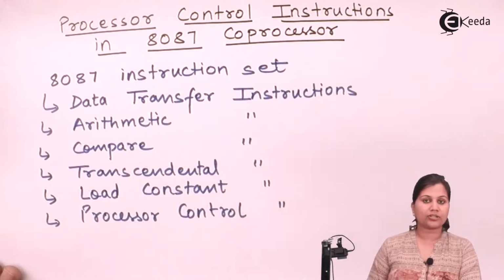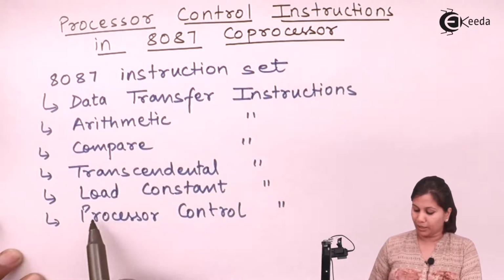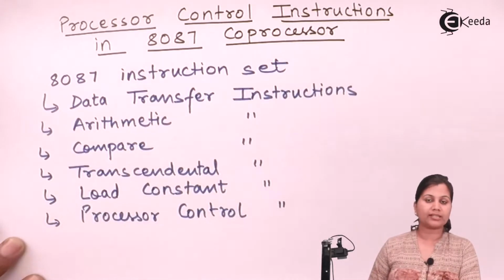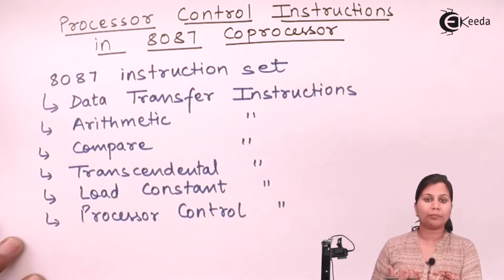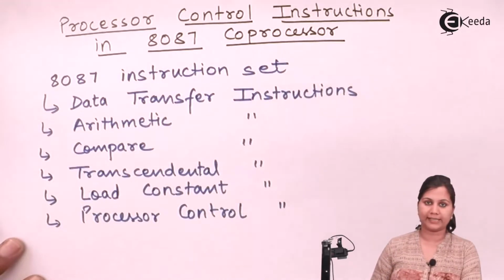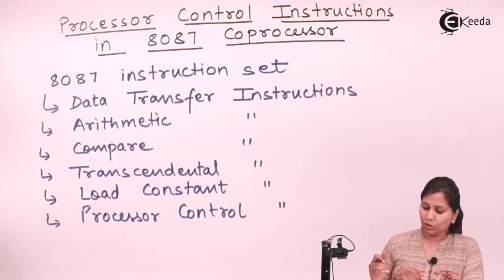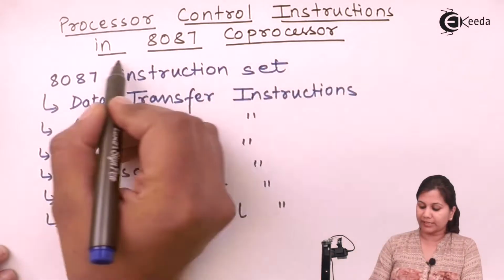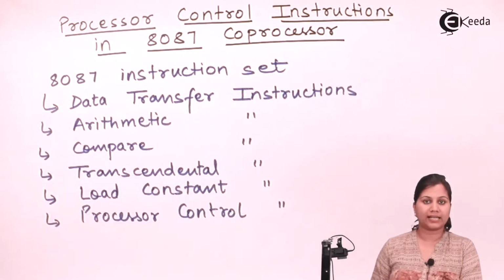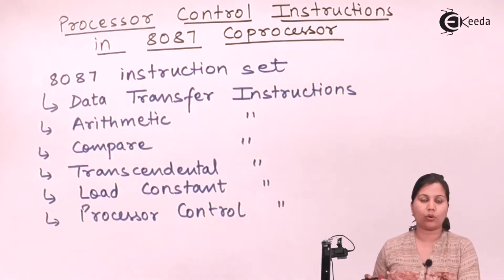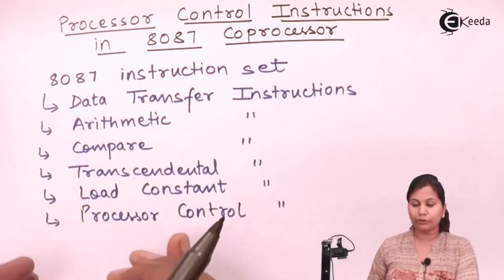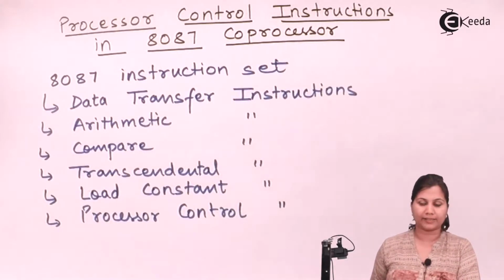Load constant instructions load the stack with a constant value. Means the processor is loaded with a constant value. The processor control instructions involve the instructions which control the processes or the operations of the 8087. So this is how the complete instruction set of 8087 is classified into different classes. All the instructions are put into these different categories.